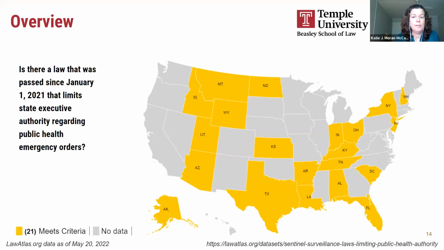So here you can see the 21 states highlighted in yellow that passed a law as of January 1st, 2021, that limits state executive authority regarding public health emergency orders. And again, this map shows laws that were effective as of May 20th, 2022. Next slide.